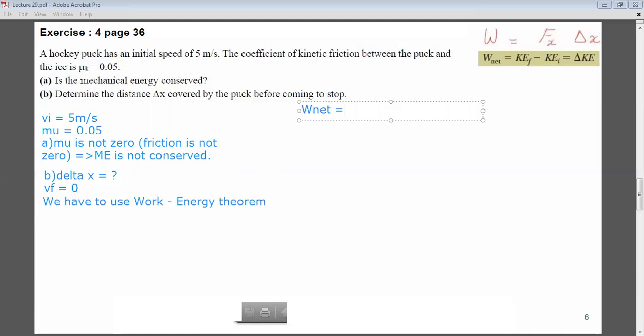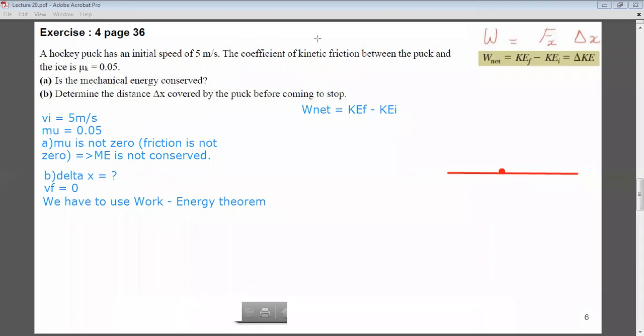W net is equal to kinetic energy final minus kinetic energy initial. Okay, so now in order to define what is W net, I have to find the forces first. So let's draw. This is our object, and we will put all this is a hockey puck, you know, where we play hockey. So it is a horizontal surface.